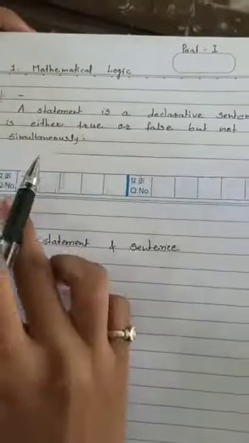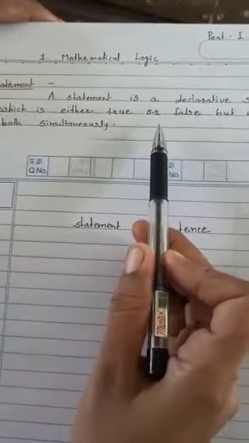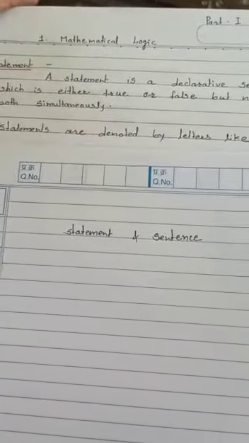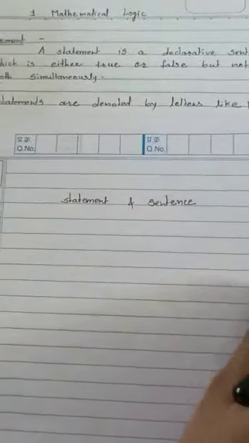Now look at the definition of statement. A statement is a declarative sentence which is either true or false but not both simultaneously. Statements are denoted by letters like P, Q, R and so on.